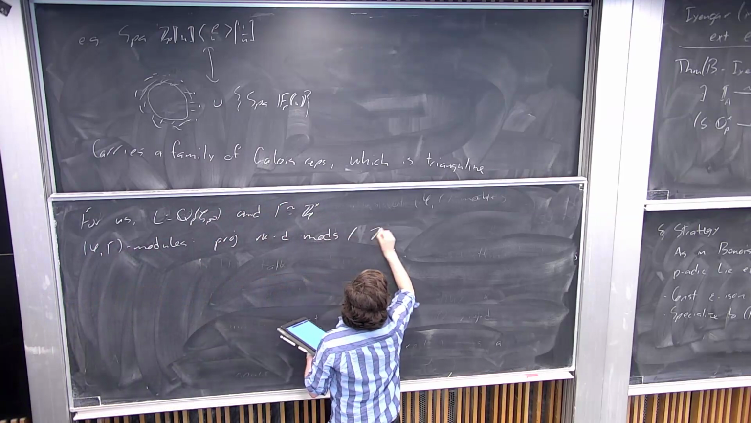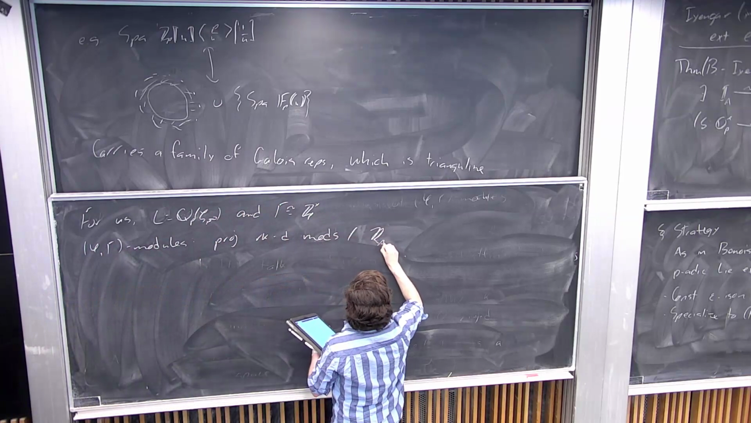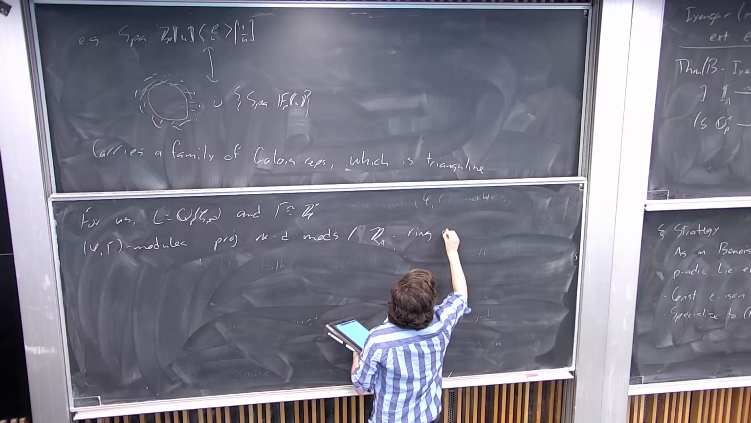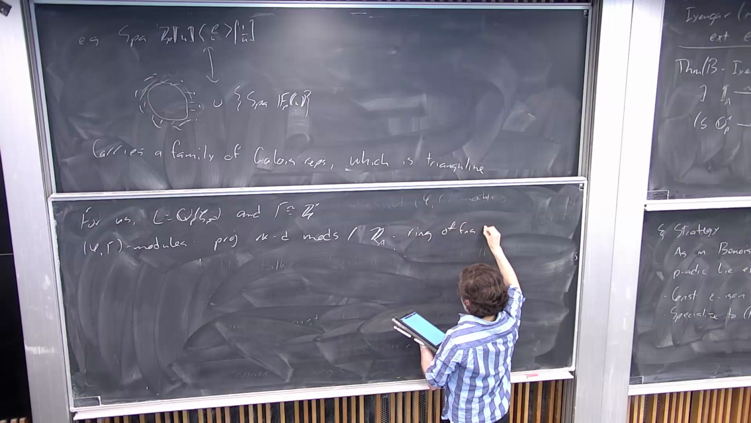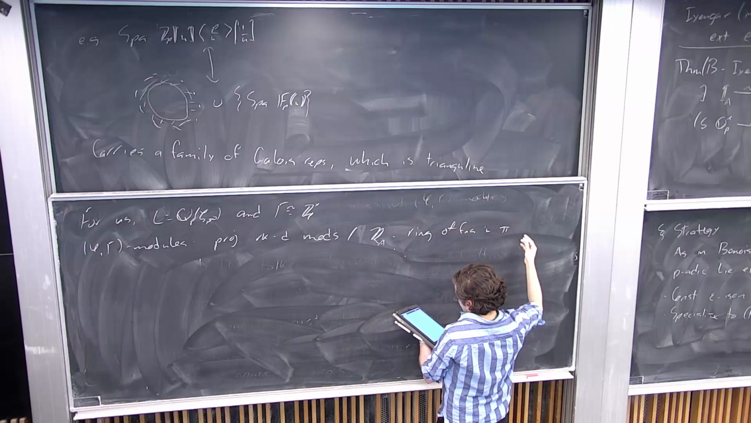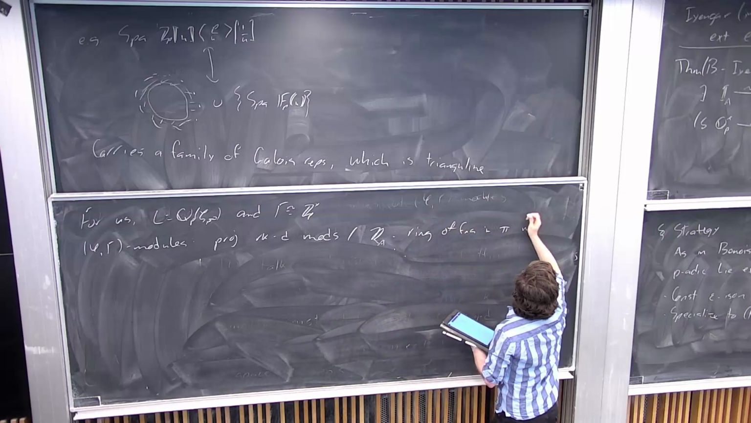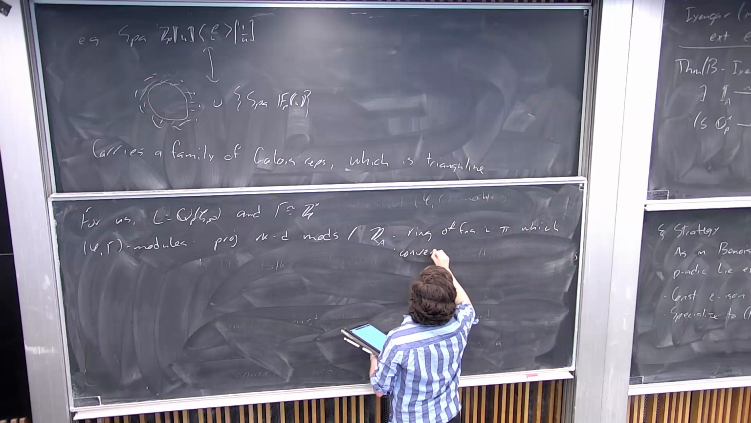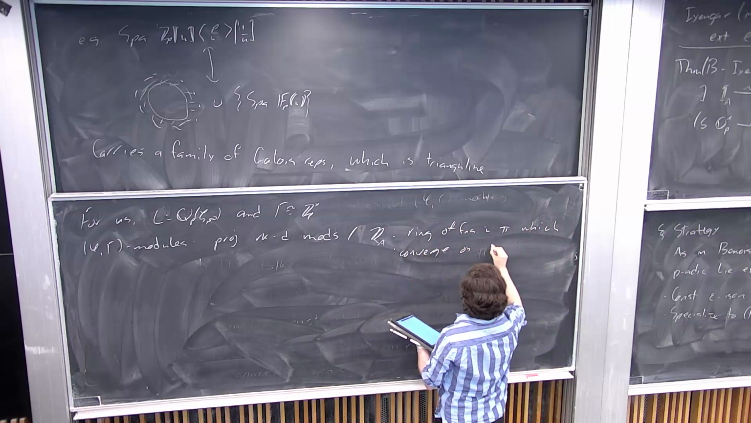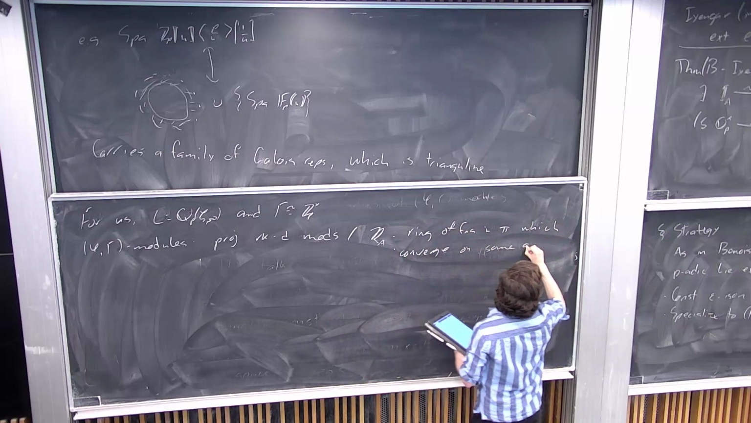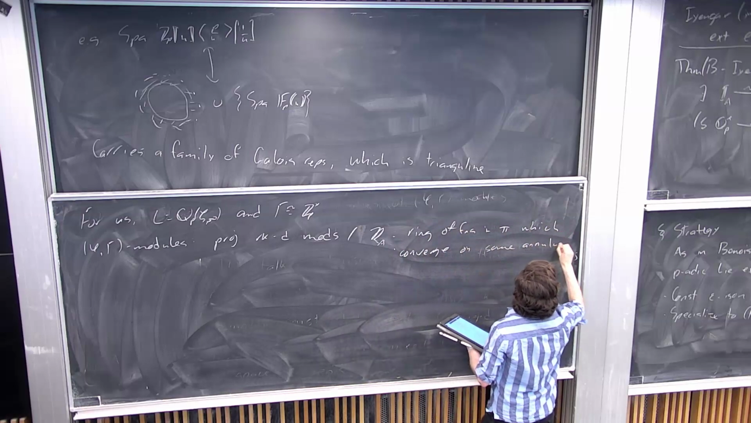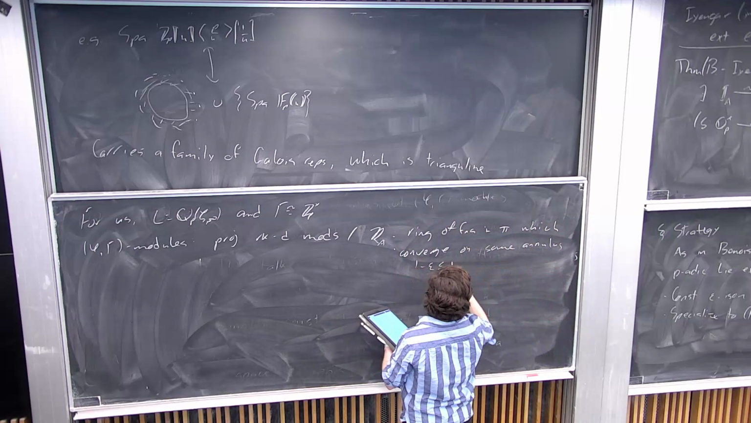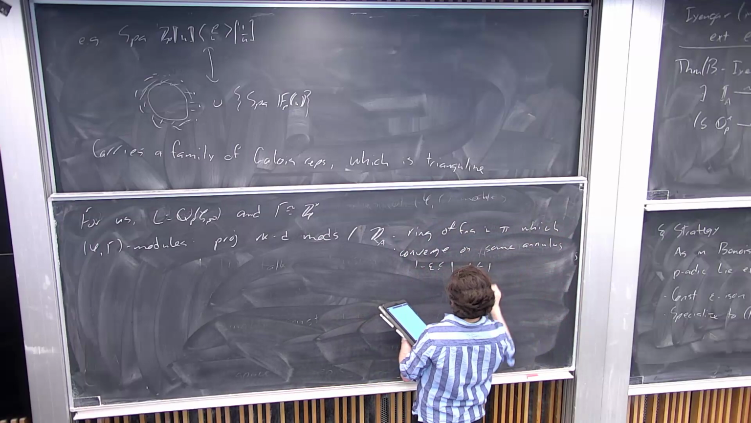modules over what I've been calling the Robba ring, RA, and that's the ring of functions in pi, some variable pi, which converge on some annulus. Like 1 minus epsilon is less than or equal to the absolute value of pi is less than 1.